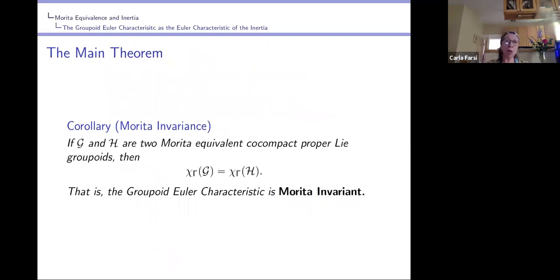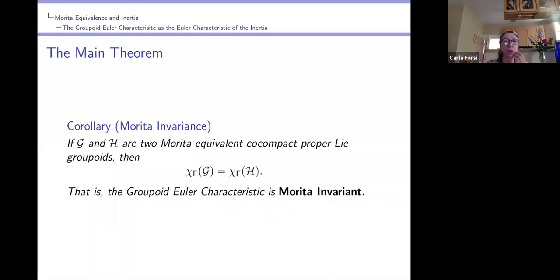A corollary, which is also an important result of the paper, is the Morita invariance. If you have two Morita equivalent co-compact proper groupoids, and we need this hypothesis of co-compactness, then their Euler characteristics are the same, because we know, as I told you before, that the inertia spaces are Morita equivalent. Not Morita equivalent, I'm sorry, the inertia spaces are homeomorphic.